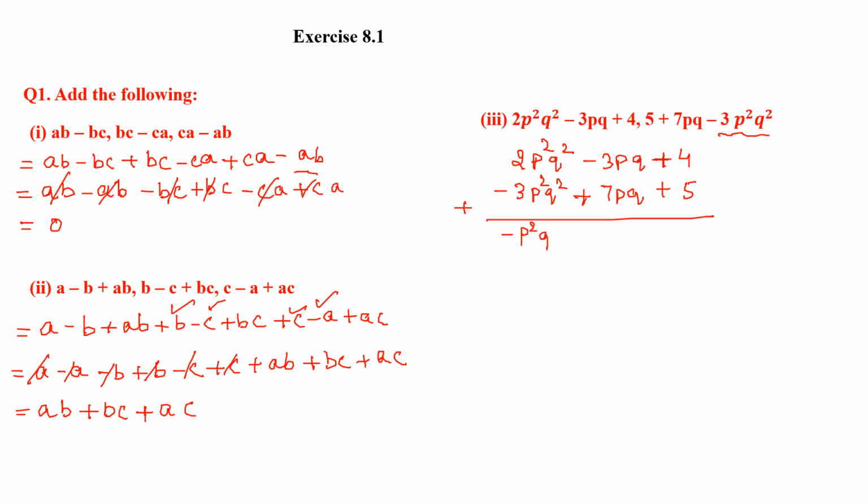So minus p square q square minus 3 plus 7 will give you plus 4 pq, and plus 4 plus 5 will give you plus 9. So this is the required answer.